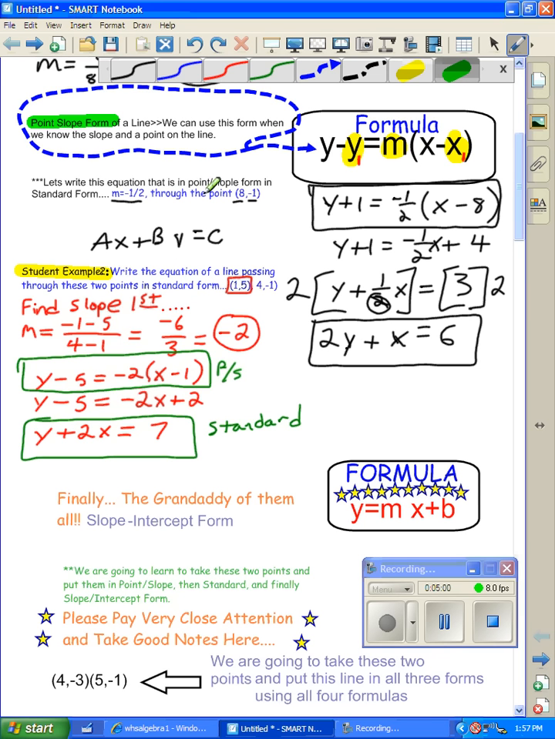Look up here at this problem that I worked for you a while ago. This time the slope was given. Since it's not given, it's okay. We just have to find it first, okay? It's no big deal. We know the formula.